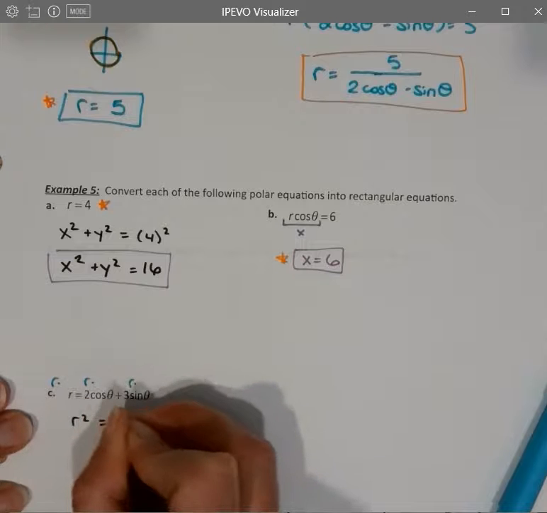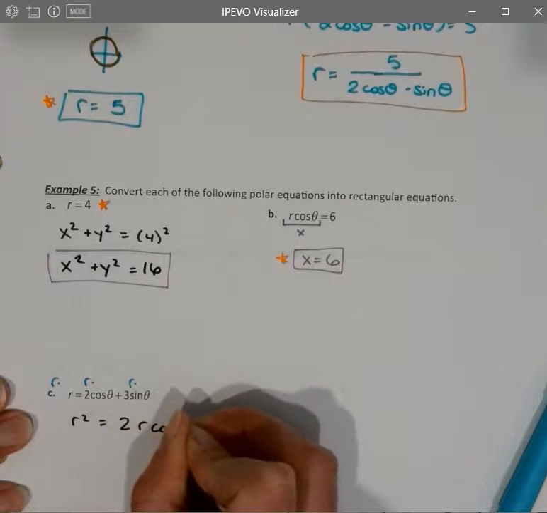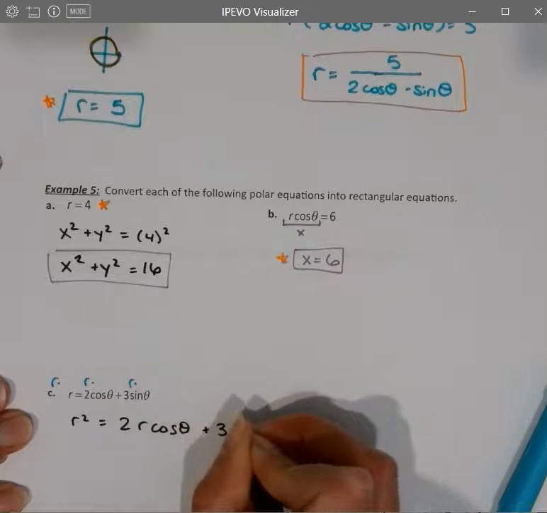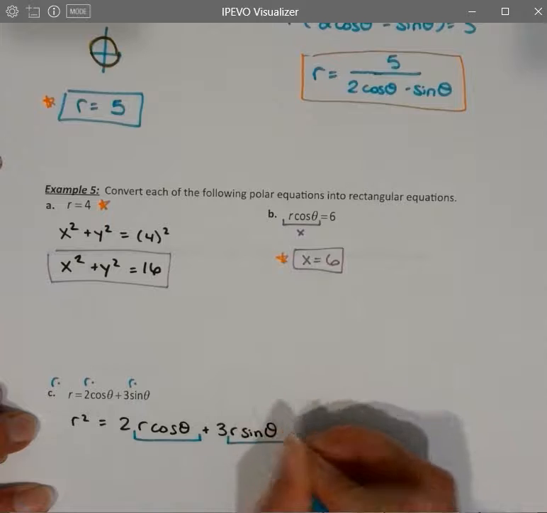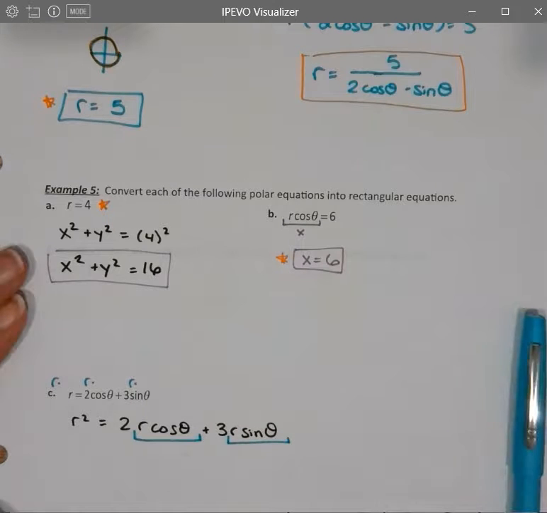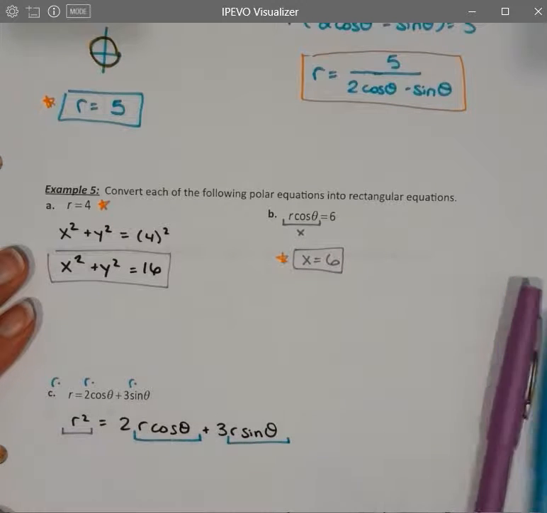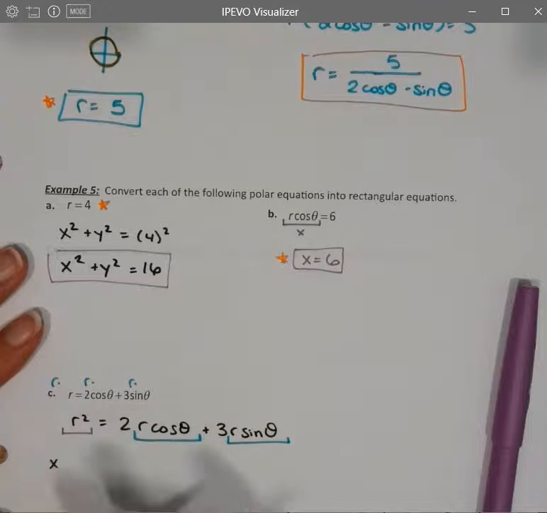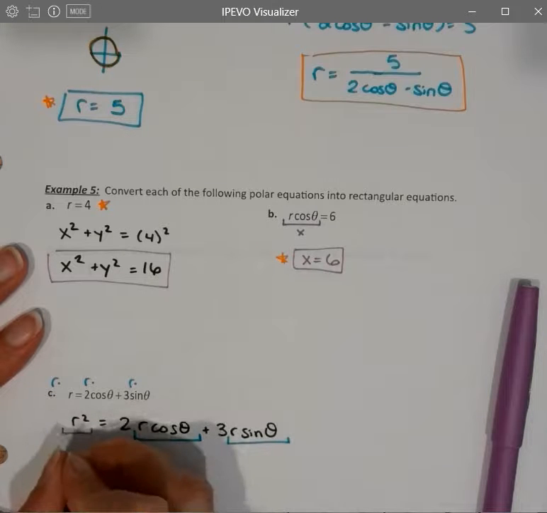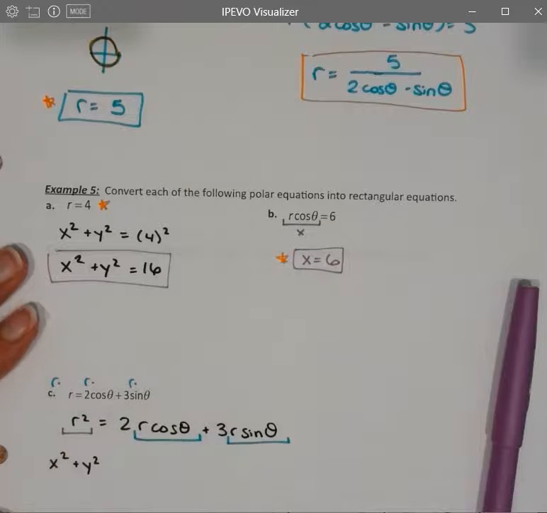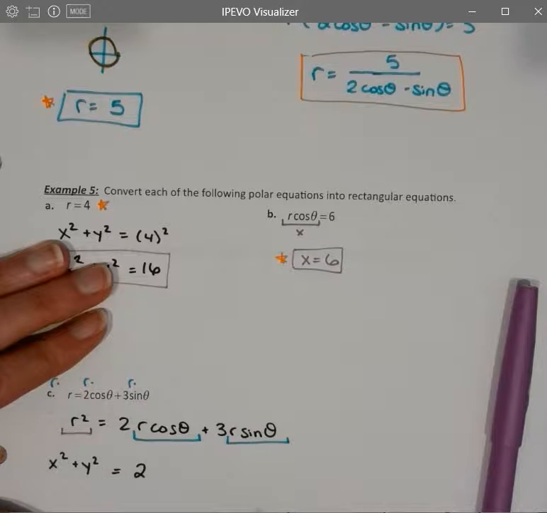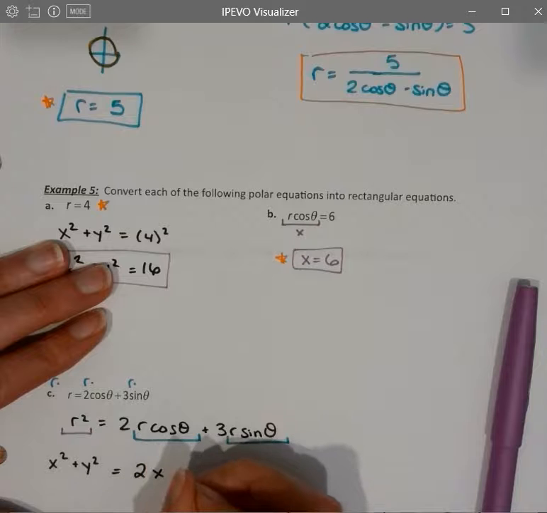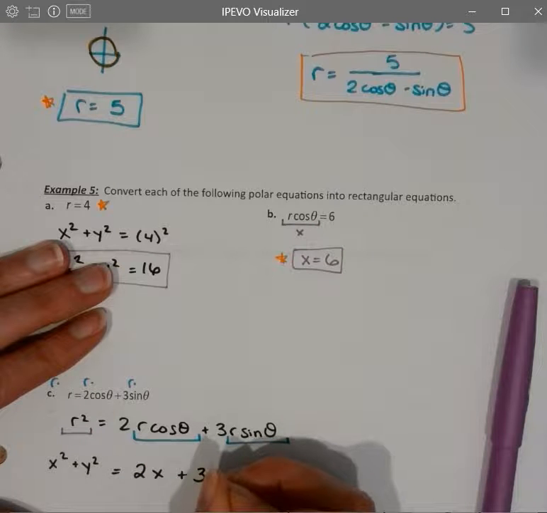So r squared equals 2r cosine theta plus 3r sine theta. And now we have an r cosine theta that we can replace with x. We have an r sine theta that we can replace with y. And we have an r squared that we can replace with x squared plus y squared. So that's actually a big advantage of multiplying everything by r in this case. I now have direct replacements for everything. r squared is equal to x squared plus y squared equals 2 times r cosine theta is equal to x plus 3 times r sine theta is equal to y.